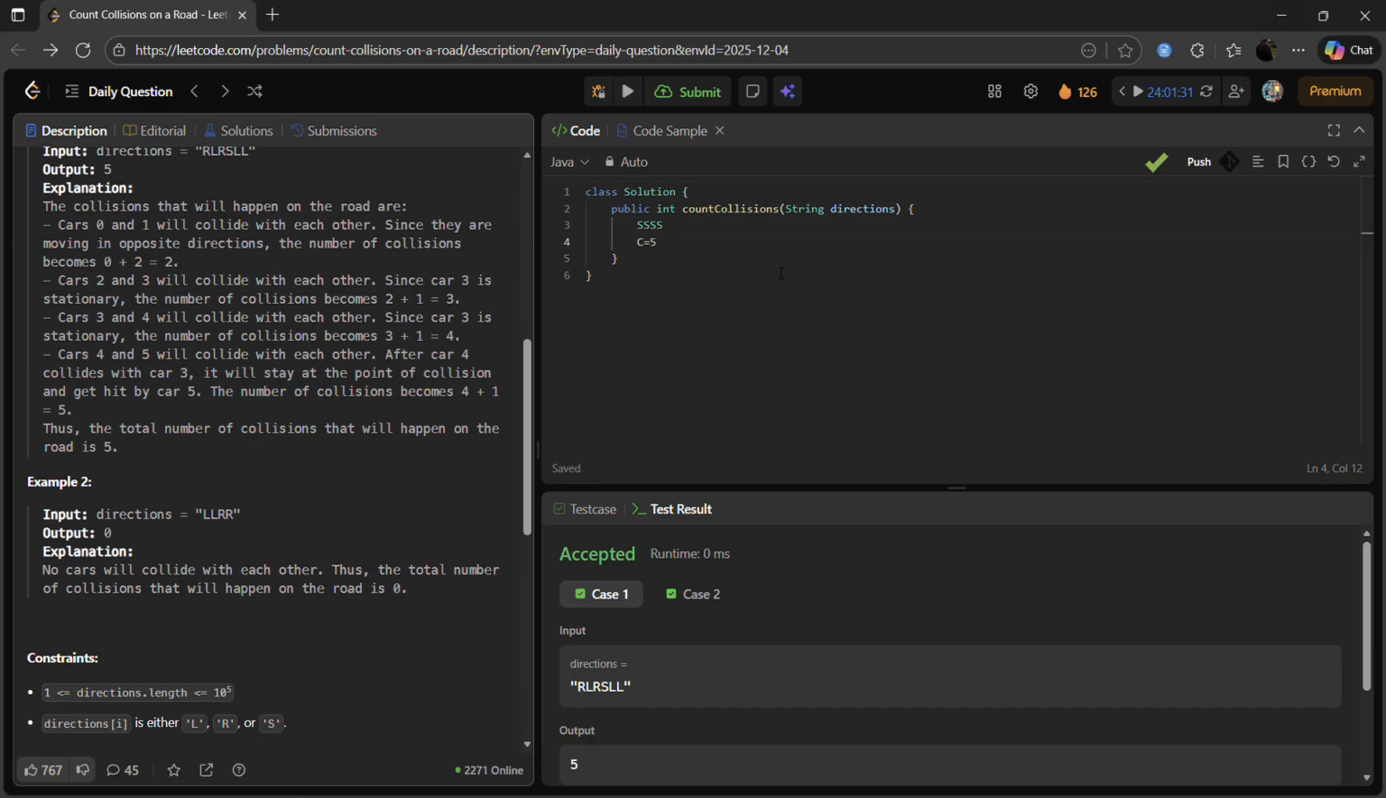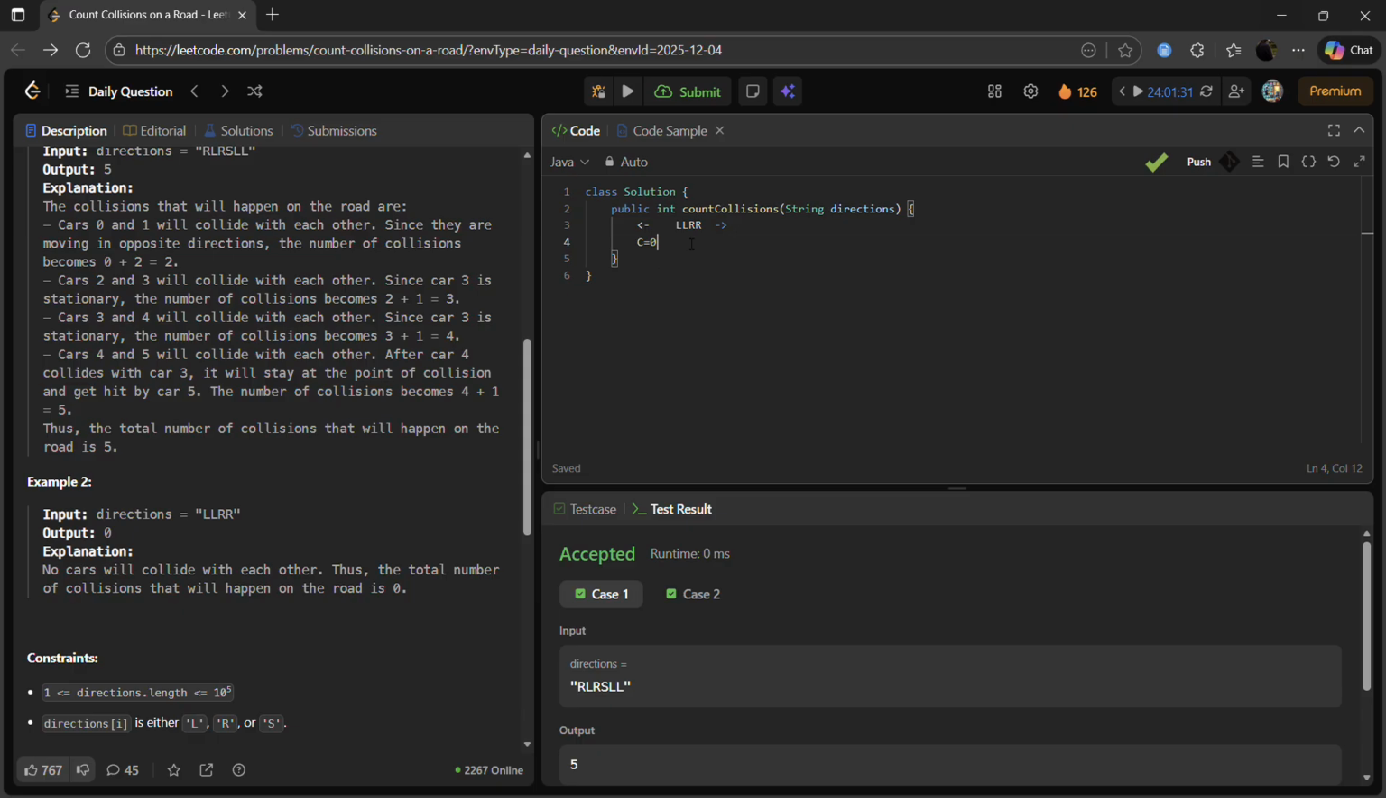And let's take this example. This is L L R R. When it comes to L, it moves towards this direction. When it comes to R, it moves towards this direction. So these right cars will move this way, and they won't encounter any left or stationary cars, and the left cars will move in the other direction, and they won't encounter any right or stationary cars there. So the number of collisions here will be 0. Okay, so this is what we do.